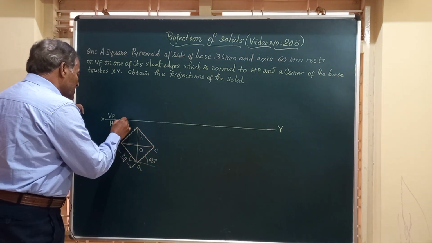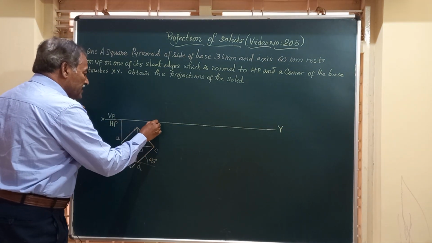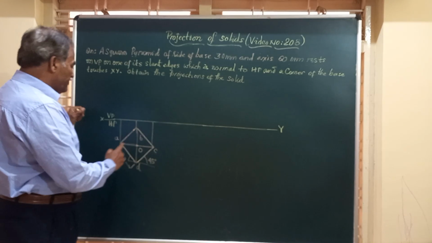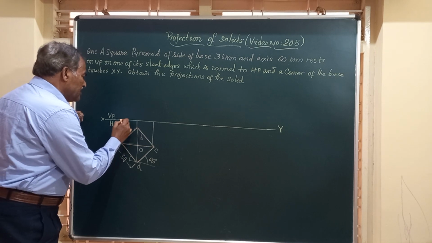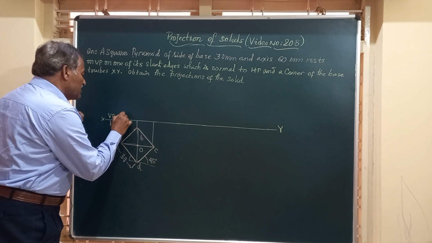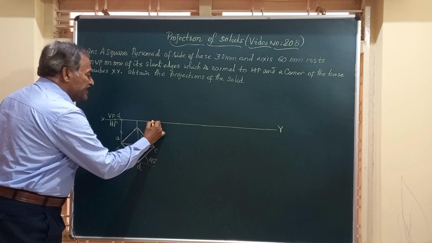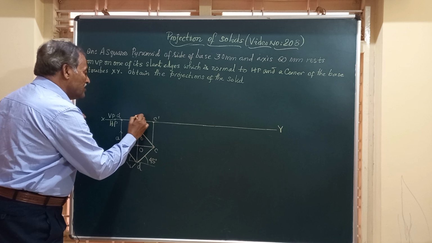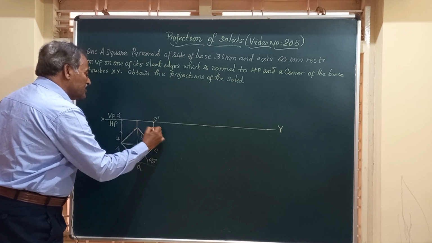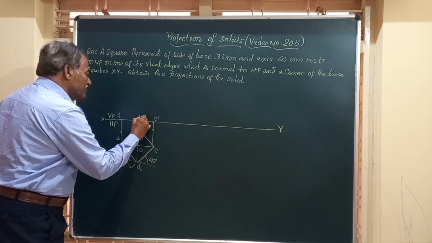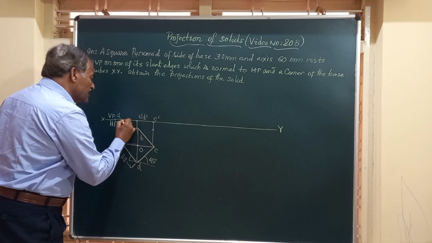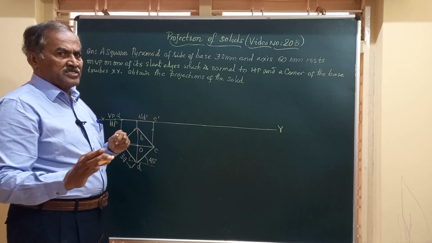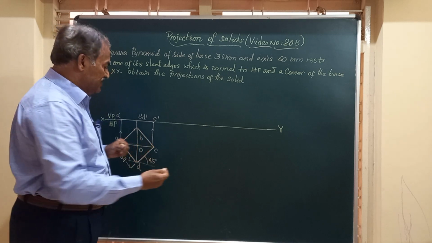Friends, let me project all these lines onto XY and obtain the front view of this. So basically, friends, if you draw a vertical line from A, it will meet the XY here. I will call this A dash, this C dash on XY, and this is B and D because they fall on the same vertical line. So we'll call this B dash D dash. So this line A dash, B dash, D dash, C dash represents the front view of the base of the solid.